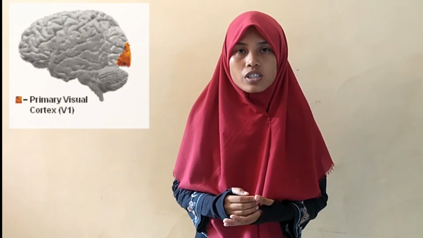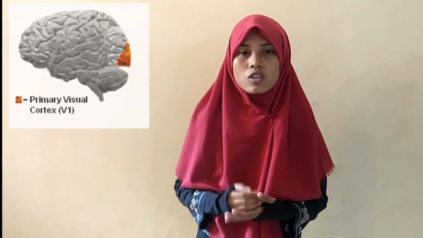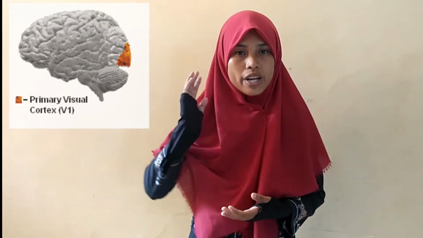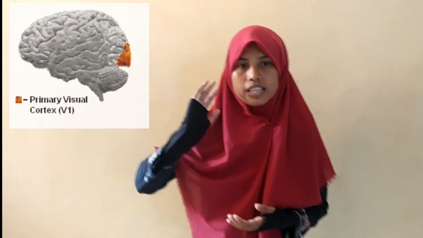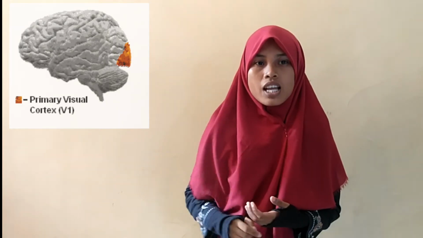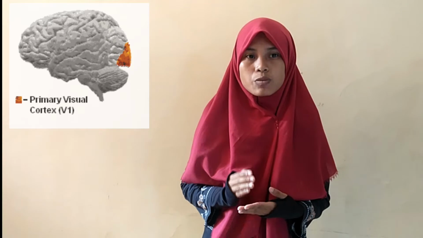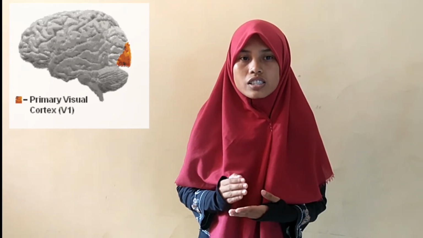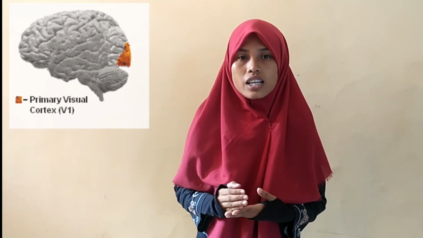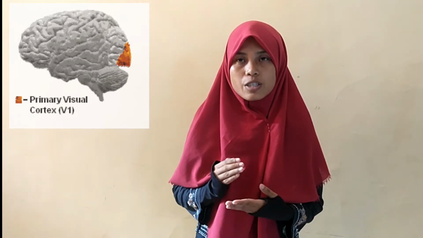The fourth is the visual cortex. The visual cortex is the part of the brain which processes visual information. It's located in the lower back of each hemisphere, that is in the occipital lobe. The visual cortex has the function to receive and interpret visual stimuli and is thought to be the storage site for pictorial images.